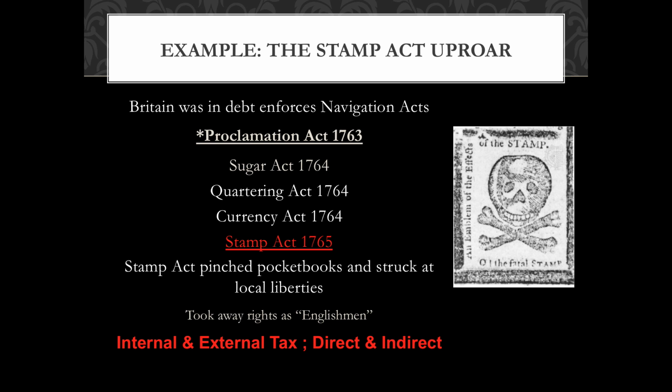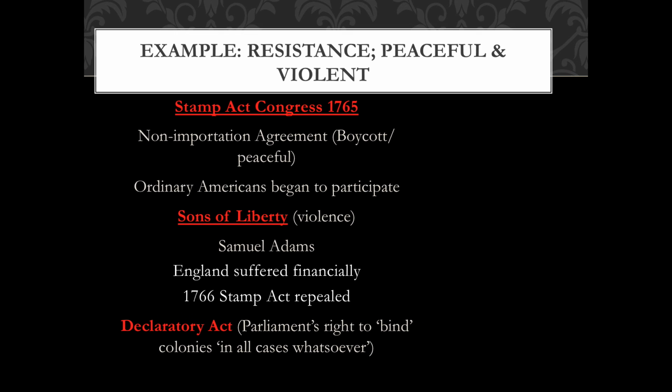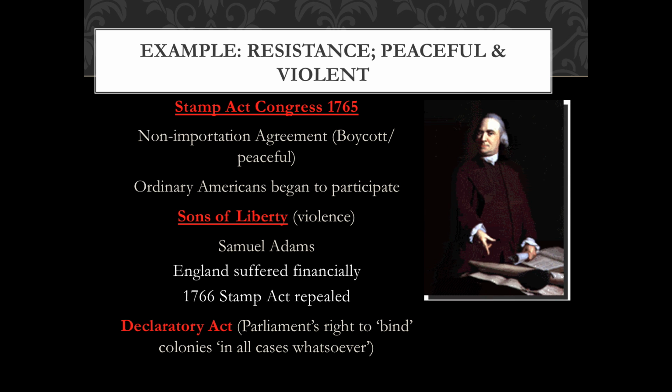And this was a direct tax on them that was external. It was coming from the English Parliament, and that's what makes them go completely angry over everything. They began to resist this, both peacefully and violently. They formed a Congress. The word Congress means law-making body. Well, they had no right to make laws, but they decided to call themselves a Congress. They sent delegates from the various colonies, and they're going to boycott. They come up with these non-importation agreements.